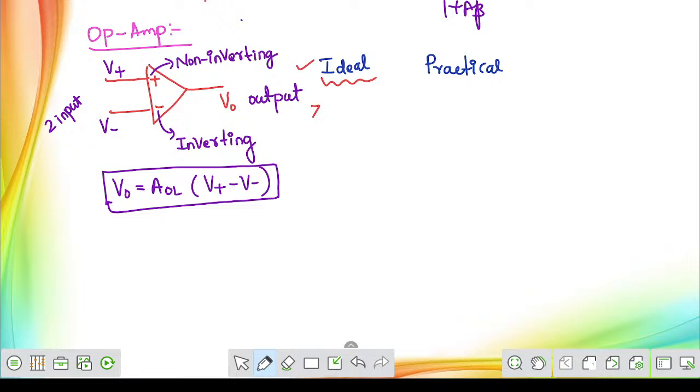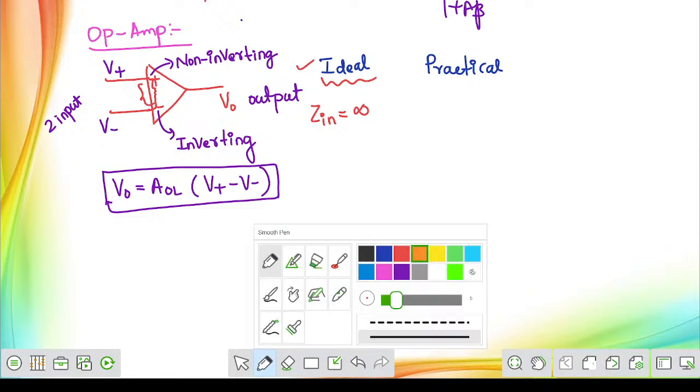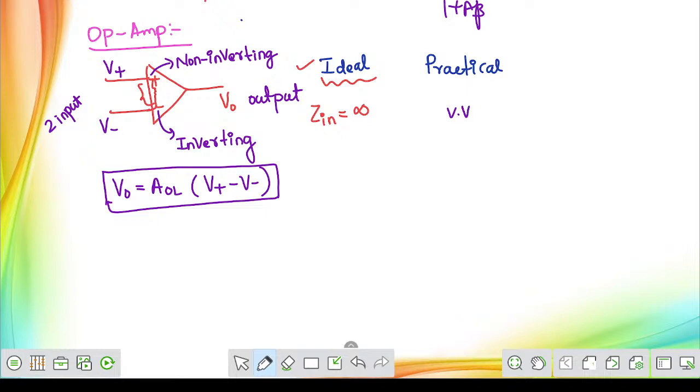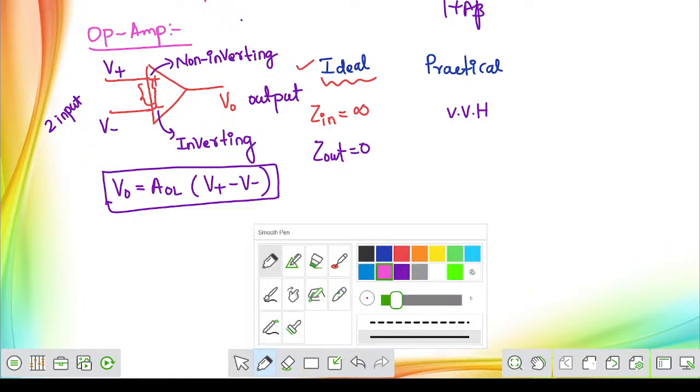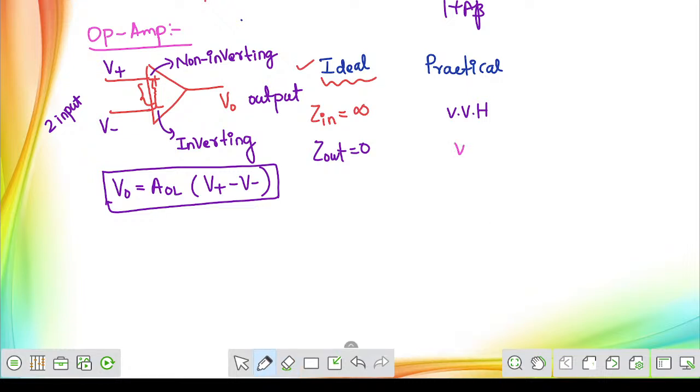The first thing is the input impedance offered by the operational amplifier will be approaching infinity. Input impedance is measured between the inverting and the non-inverting terminal, internally. So the input impedance value is infinity in an ideal circuit, but in a practical circuit it is in the order of mega ohms, very high, but not infinity. The output impedance offered by the op-amp will be 0. But practically it is very low. That is one of the most important properties of the operational amplifier.